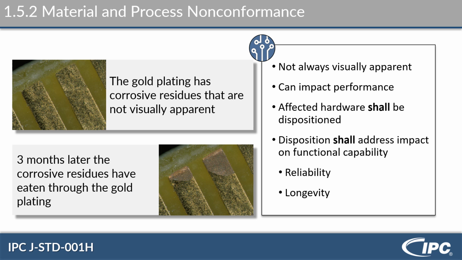Material and process nonconformance. This picture right here is where gold plating has corrosive residues that are not visually apparent. That's probably from flux. We'll talk about flux later. This is not always something you can see. It can impact performance, and it is something that will degrade over time. I actually have an example of this in our classroom.